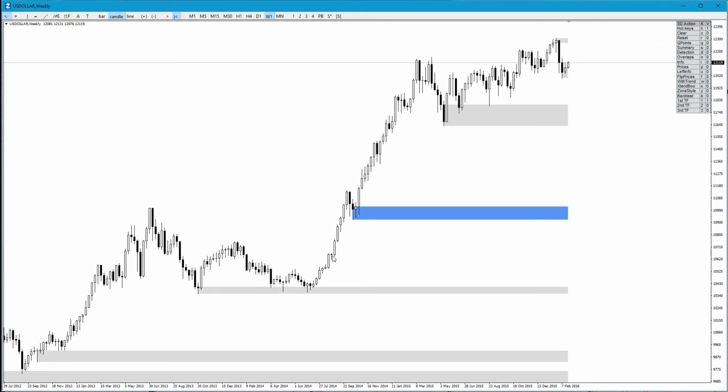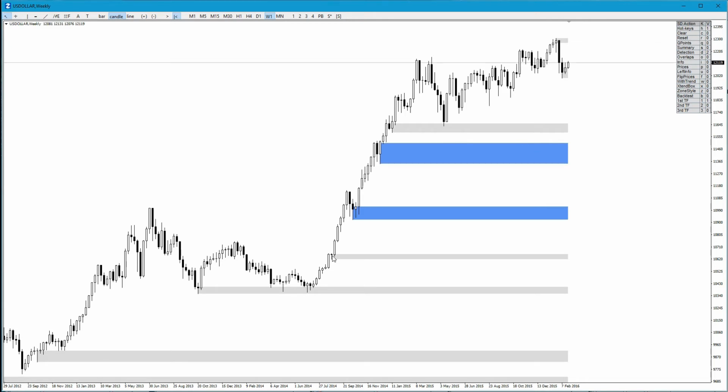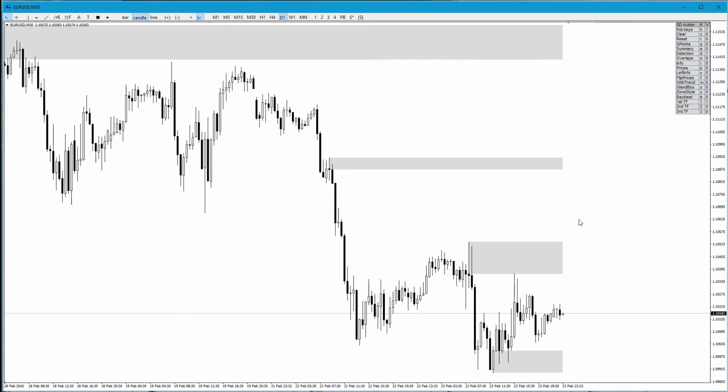So this is standard peak detection, this is peaks plus consolidations, and finally rally-based rallies and drop-based drops detection. Next hotkey is O for overlaps.